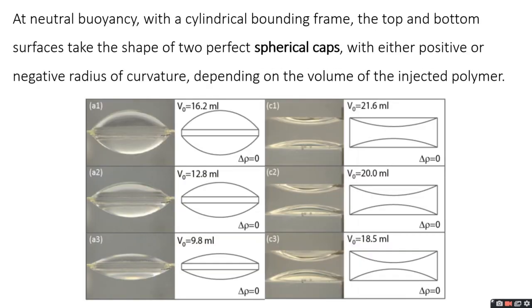For example, a simple cylindrical bounding frame will result in a spherical lens, the curvature of which, whether positive or negative, is dictated by the injected volume, as we previously described. In the picture, you can see some simple comparison between the theoretical solutions to the governing equations and the corresponding neutral buoyancy experiments.